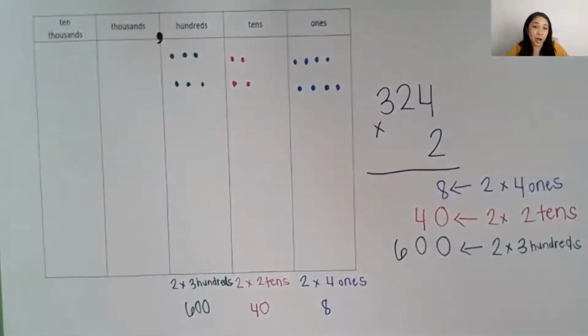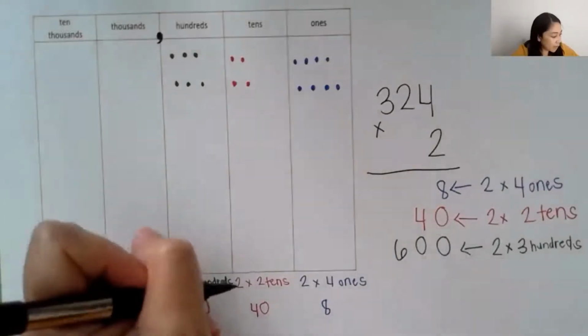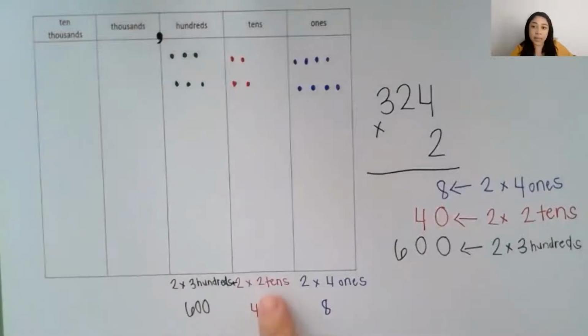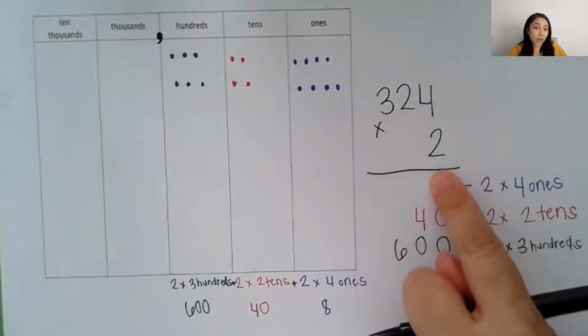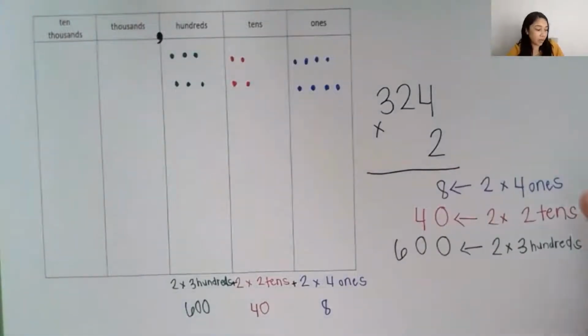Beneath our place value chart, we wrote an expression that shows the total value expressed in the chart. Here we see 2 times 3 hundreds plus 2 times 2 tens plus 2 times 4 ones. We also wrote 2 times 324 vertically on our board and recorded the partial products for the ones, for the tens, and for the hundreds.